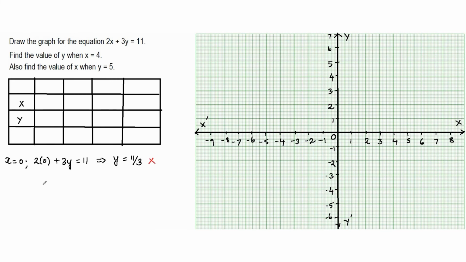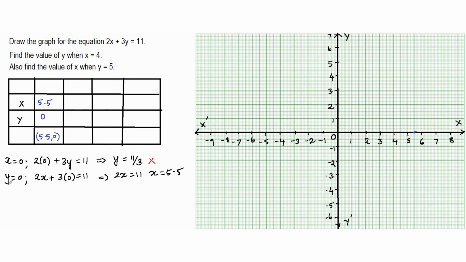Let us try y equals 0. So y equals 0 gives me 2x plus 3 times 0 is equal to 11, which means 2x is equal to 11, and therefore x equals 5.5. 11 by 2 is 5.5, and that seems to be a very good point to plot. So the x coordinate of 5.5 is right over here, right? And this particular point is therefore my first point. So let me enter this in the table. When x is equal to 5.5, the value of y is 0, and hence the point is 5.5, 0.